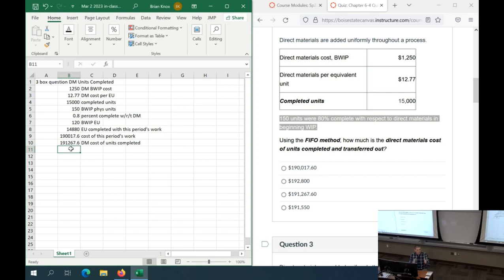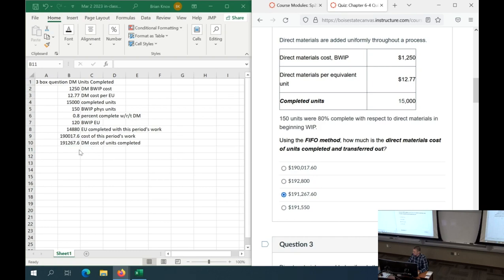Now, the opposite way. I've always said, well, at the very end, add in beginning WIP costs. I just said that first this time, if that sounded more confusing to you. So that should be the right answer there.